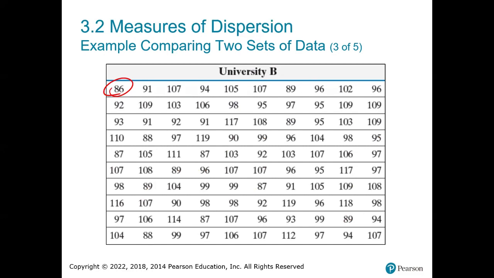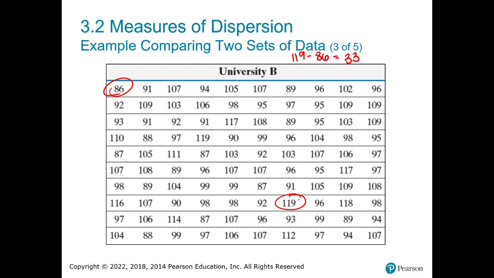All right, highest one. We got a 119. I don't think there's any 120s. I think 119 is the highest. All right, so if we take 119 minus 86, you'll see that these are only spread apart by 33 points.